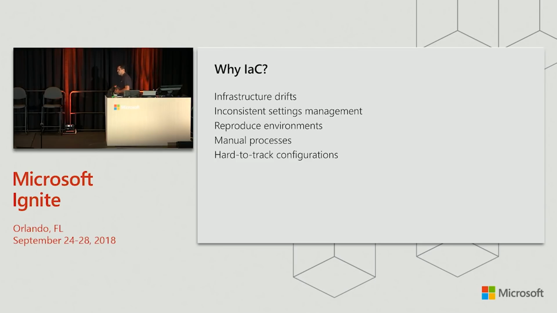We want to remove manual processes. Why? Because manual processes make our process slower. We can't deploy early. We can't deploy often. We can't reach zero downtime deployment if we have a lot of manual processes in the way. And then that means that we can't deliver value to our customers early and often.